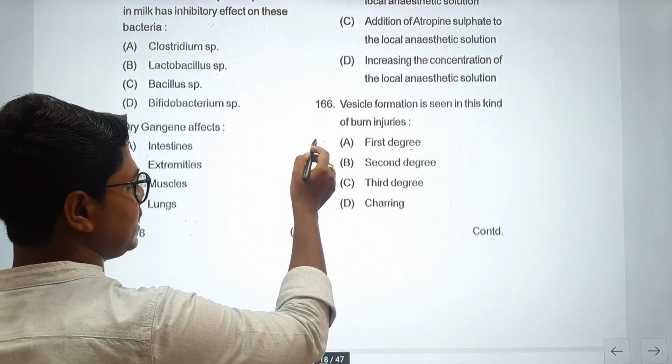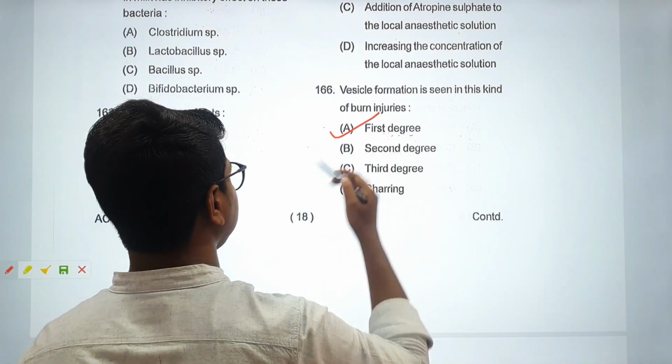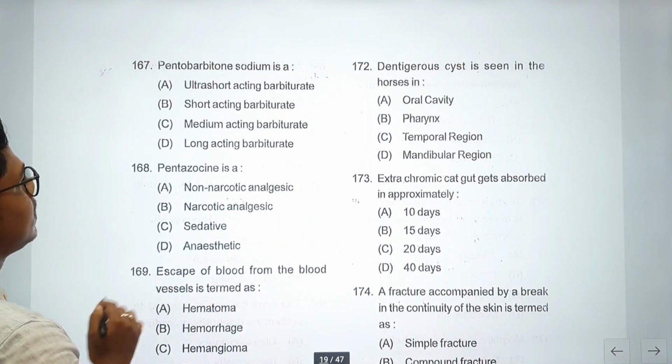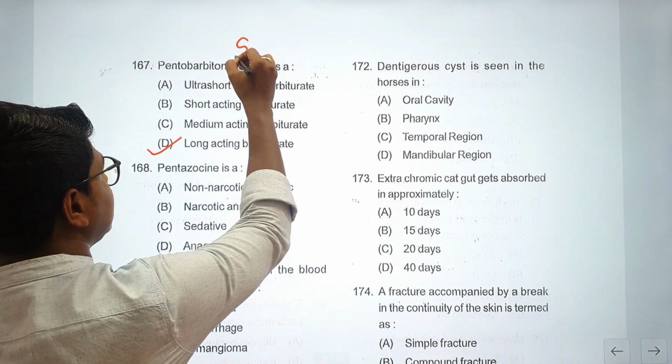Vesicle formation is seen in this kind of burn injury: first degree. There will be vesicles. Next, 167. Pentobarbital sodium is a long acting barbiturate. Another example is secobarbital.